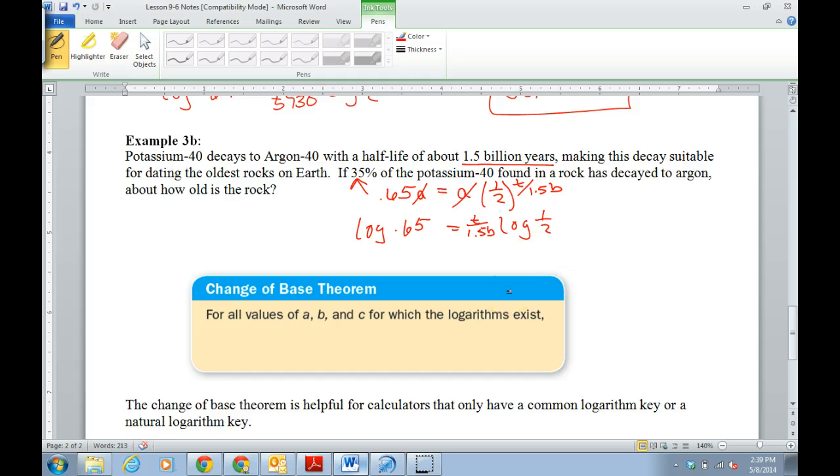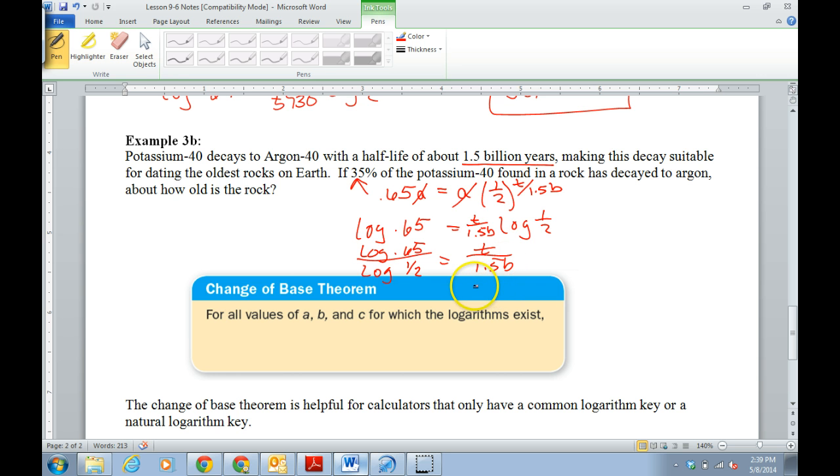All right, now, how do I get my t alone? Divide by 0.5. Yeah, divide by log of 1/2. So log of 0.65 divided by log of 1/2 equals t over 1.5 billion. Okay, at this point, before we go any further, we should put this in our calculator and then switch this to our billions. We need to put that with all the zeros in it. We use the B for shorthand, but we need to change it to billions.